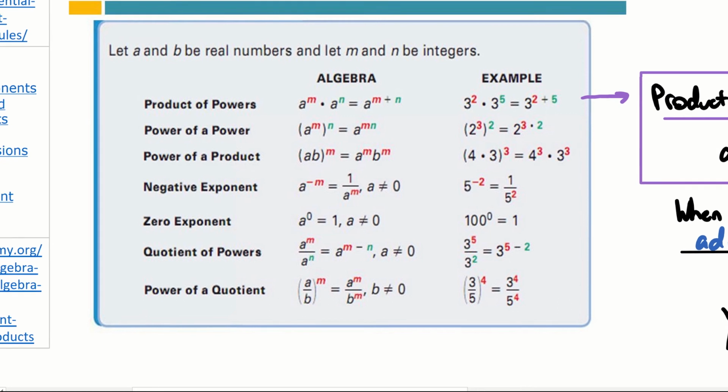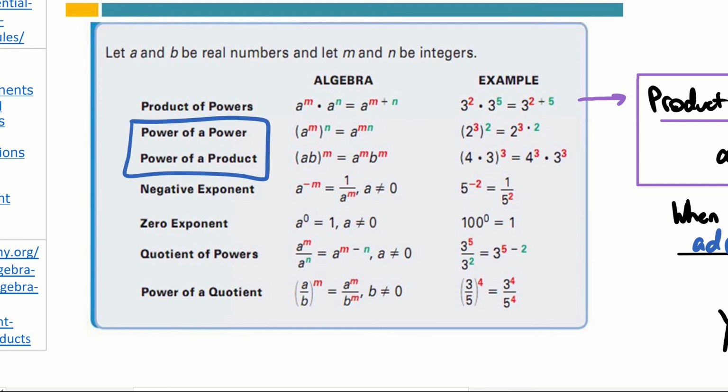We're going to learn the other two today. The power of a power property and the power of a product property. Now, as you can see, these names are kind of insane. They sound so similar. Do not spend your time memorizing the names of these properties. No. I need you to know how to use these properties. But memorizing the names is just a colossal waste of time. Because look at these names. Product of powers, that's the one we know. Power of a power, power of a product.